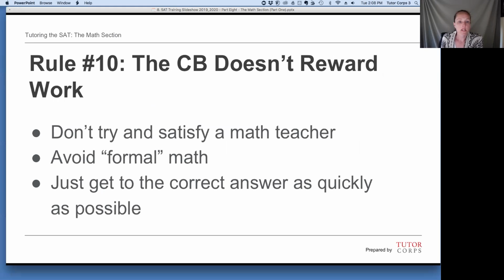The College Board doesn't give extra points for showing your work. So if a student can come up with a shortcut that eliminates doing any math at all, that's great. They shouldn't be trying to satisfy a math teacher. They should avoid doing a lot of formal math and really try and find shortcuts whenever possible.